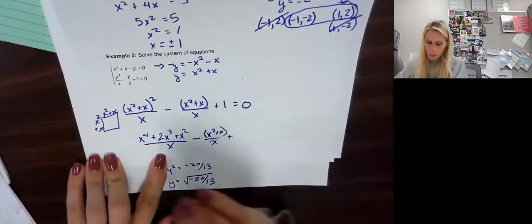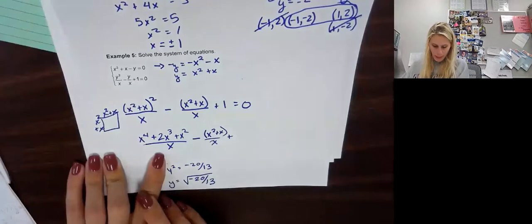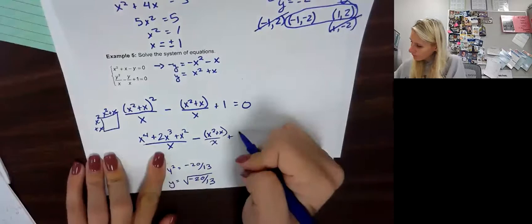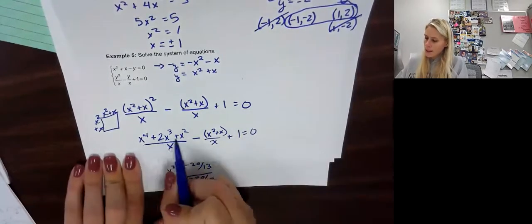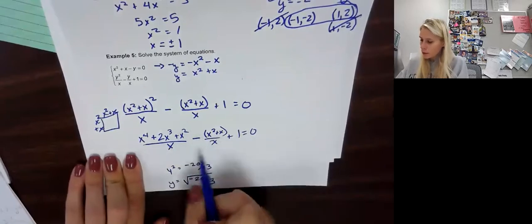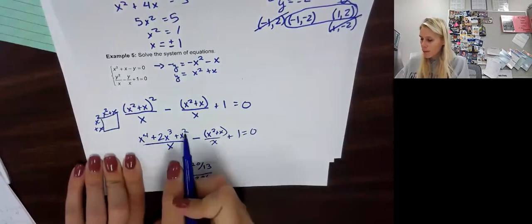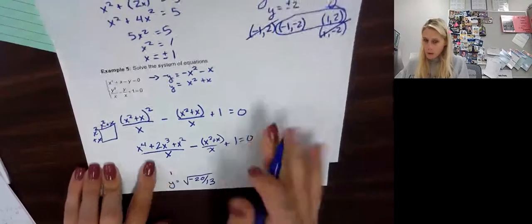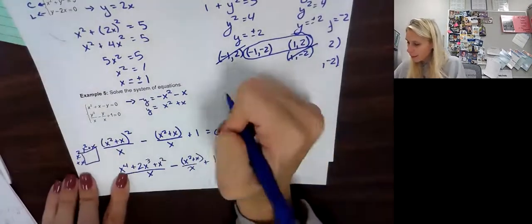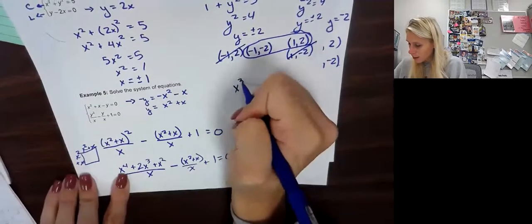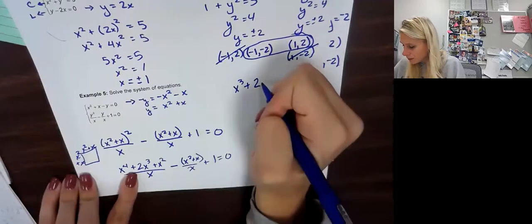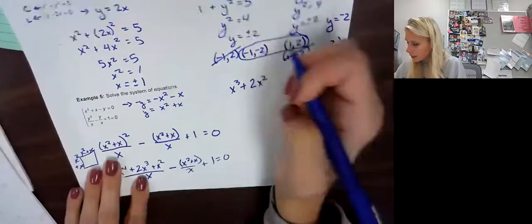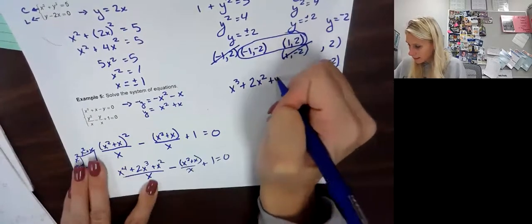Now, I will tell you this, one move I am going to make right now. No, I'm not going to make it. I'll show you why. What I do want to show you is that they all have the same term right here. So what I can do is divide each term by that denominator. So x to the 4th divided by x is x cubed plus 2x cubed divided by x is 2x squared. X squared divided by x is x.